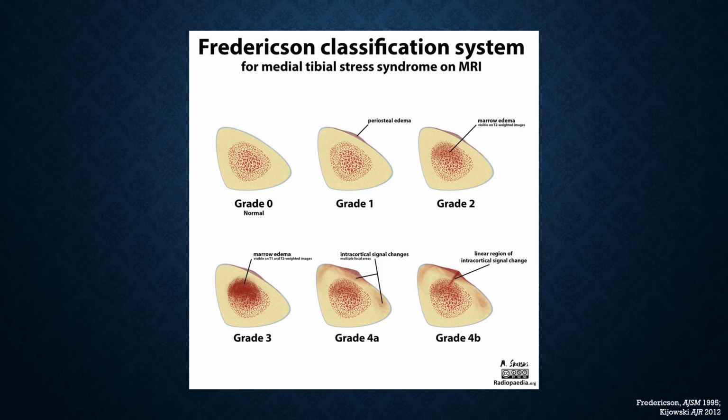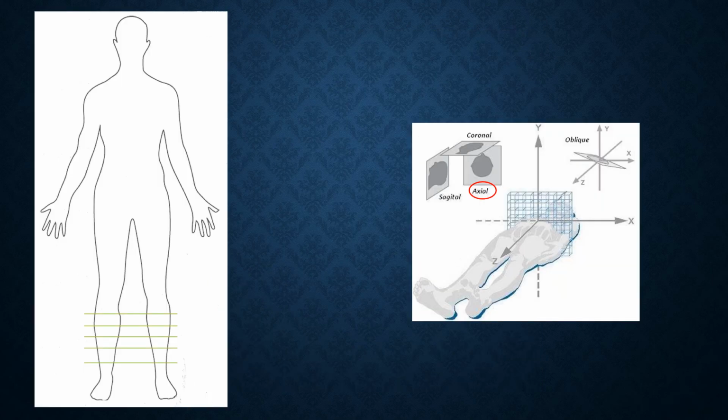Back in 1995, Frederickson et al. published an article in the American Journal of Sports Medicine that graded medial tibial stress syndrome severity using MR images. In 2012, Kijowski et al. validated this classification system in an article published in the American Journal of Roentgenology. This particular diagram represents an axial view of the tibia, so let's explore this further.